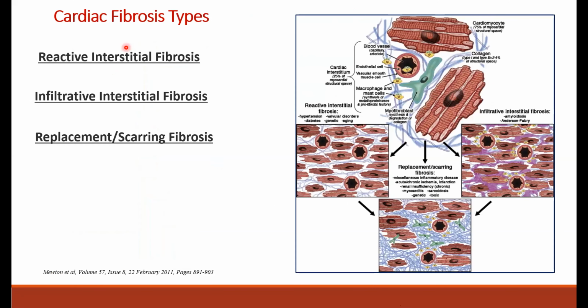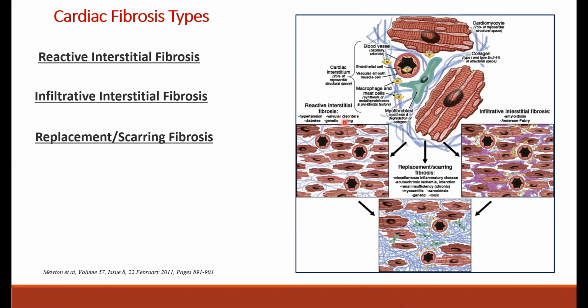So in cardiac fibrosis, you can specifically see that the cardiomyocyte is 75% of the myocardial structural space, but 25% of the myocardial structural space is the cardiac interstitium, which is composed of the endothelial cells, the vascular smooth muscle cells, the macrophages, the mast cells, and the fibroblasts.